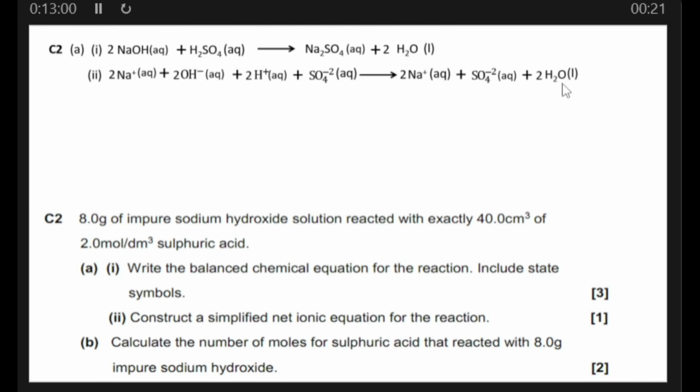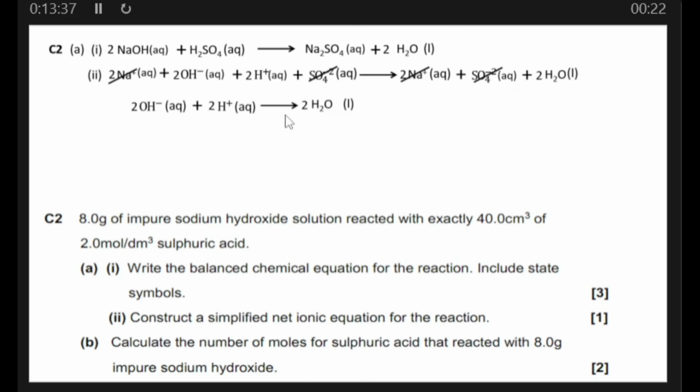It is in liquid. Then what we do from here is we cancel out species or ions that appear on both sides of the equation. So we have sodium here and we have sodium here. These must be cancelled. Then we have the sulfate here and the sulfate here, which must be cancelled. So what we are remaining with is the hydroxide ion: 2 hydroxide ion aqueous plus 2 hydrogen ions aqueous. These are the ones giving us 2 molecules of water, liquid.